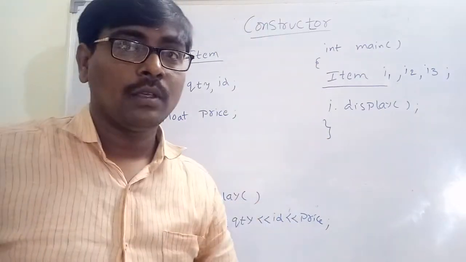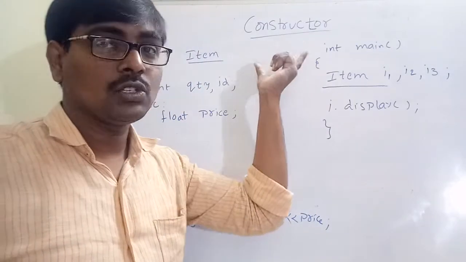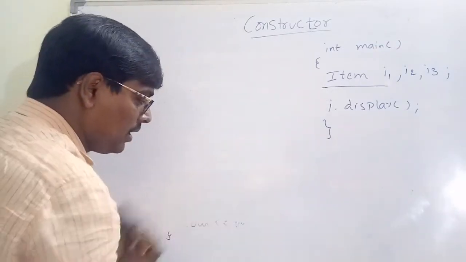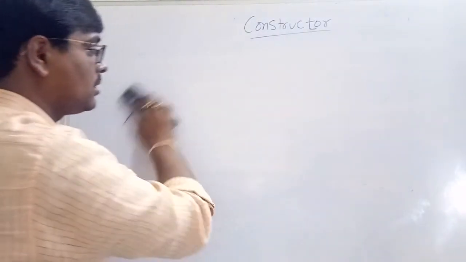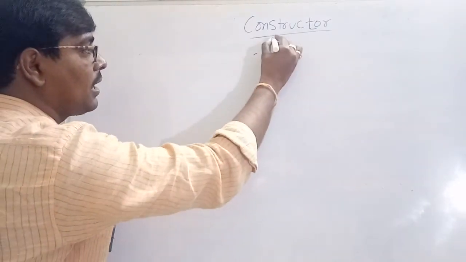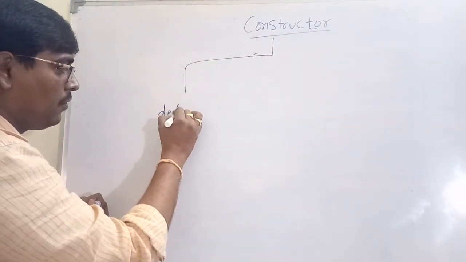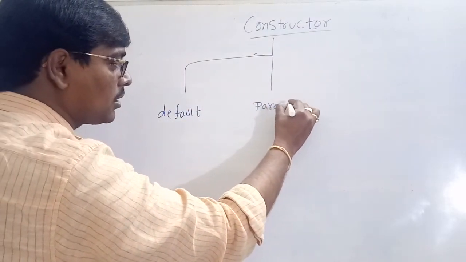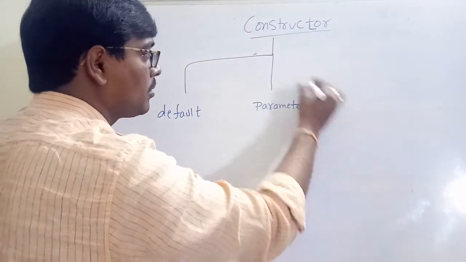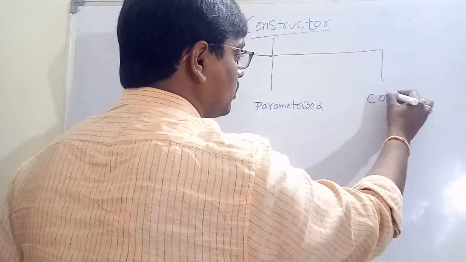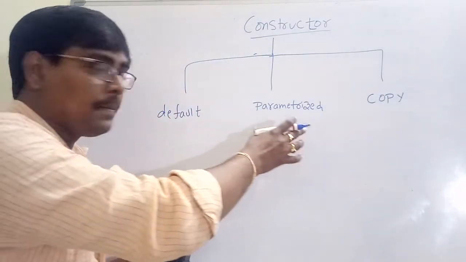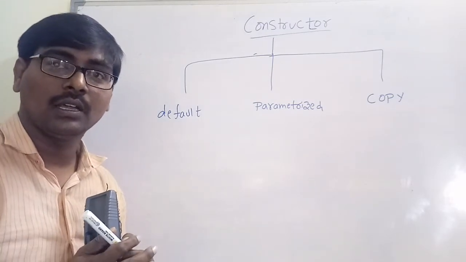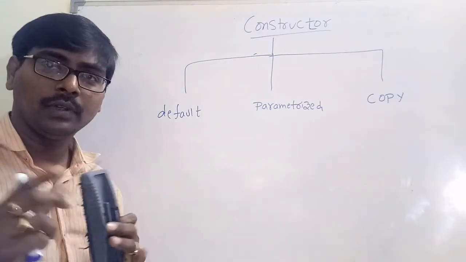Now the next question is how the constructors are classified. The constructors are classified into three categories: default constructor, parameterized constructor, copy constructor. These are the three categories of constructors. Very simple example.